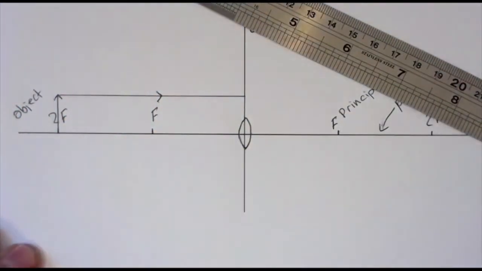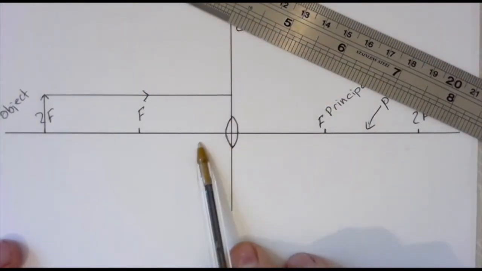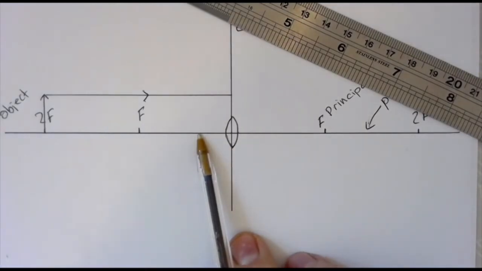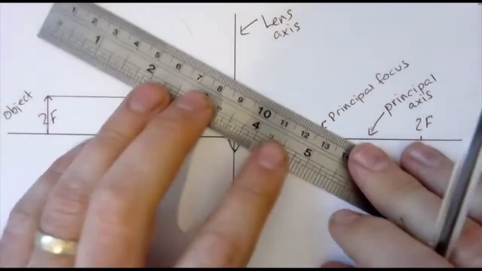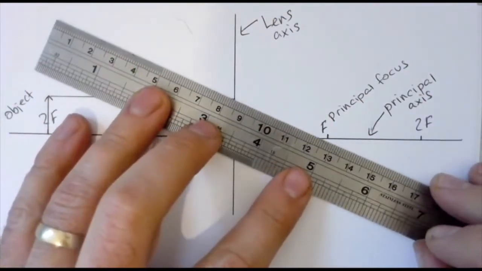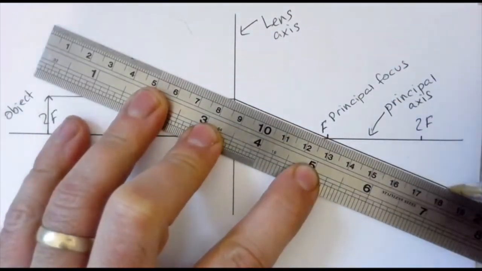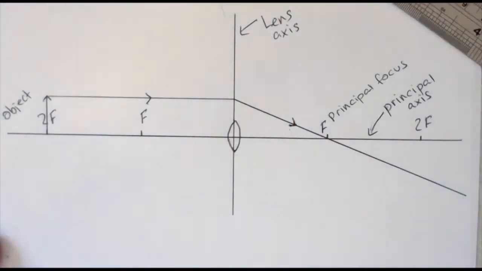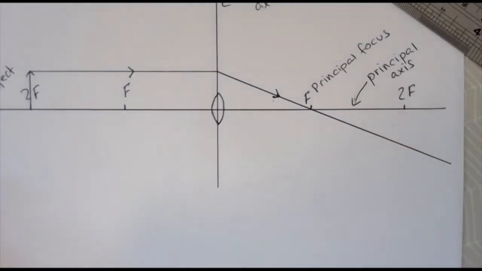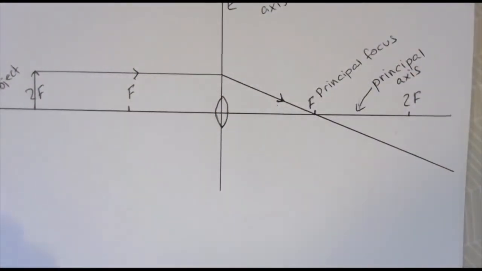There's our first ray of light, and because this ray of light has entered the lens parallel to the principal axis, just as we mentioned earlier, it's going to travel through the principal focus at F. So I'm going to continue this ray of light. It's deviated because it's passed through a lens, and it's going through at this point here, and I'll put another arrow on to show that it's travelling in that direction. That's our first ray of light complete. Our second ray of light is also going to originate from this point, and it's going to travel through the centre of the lens.